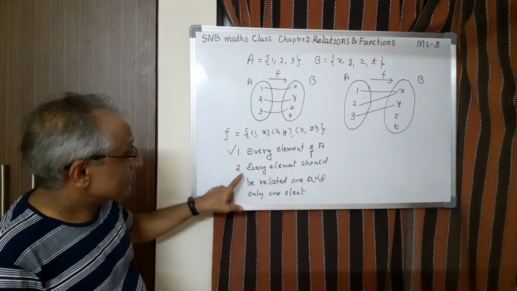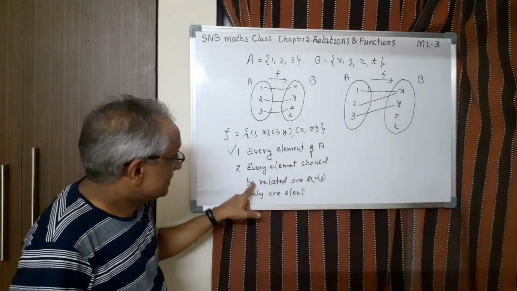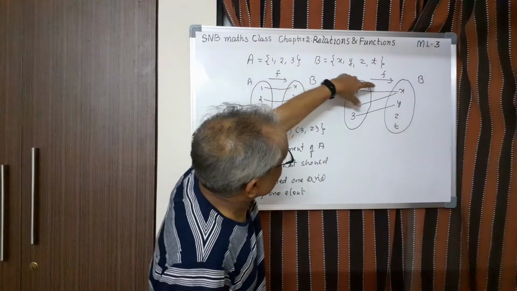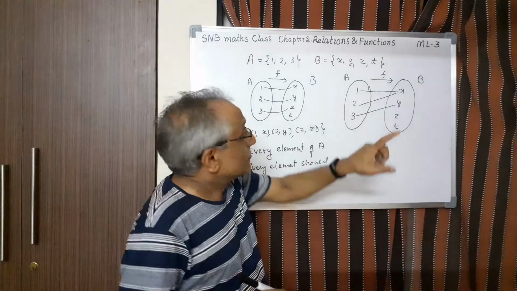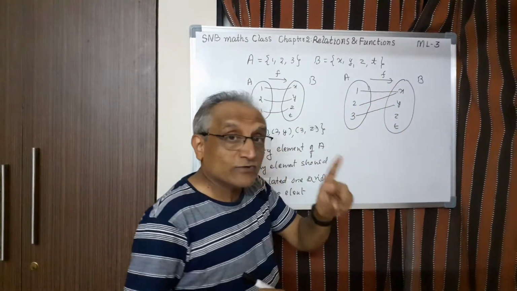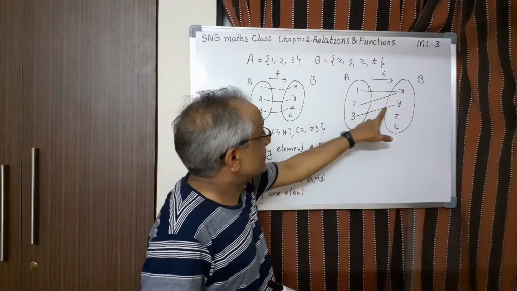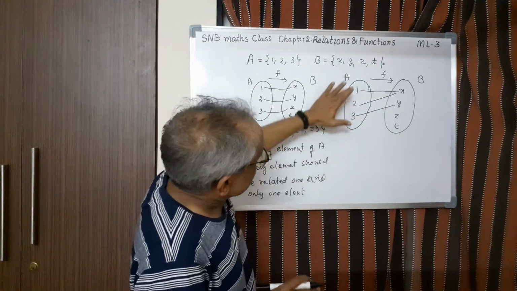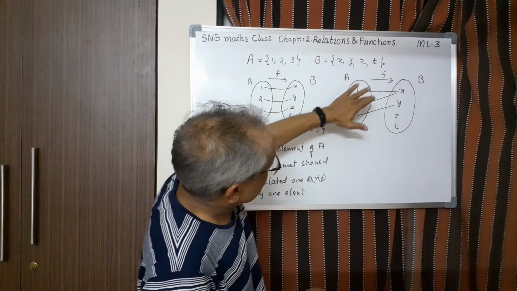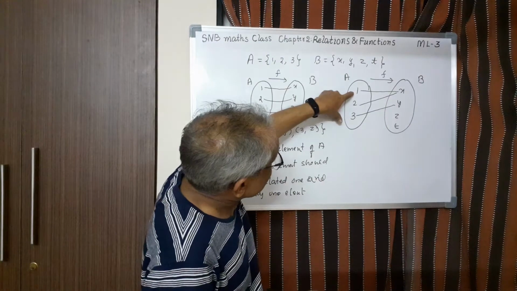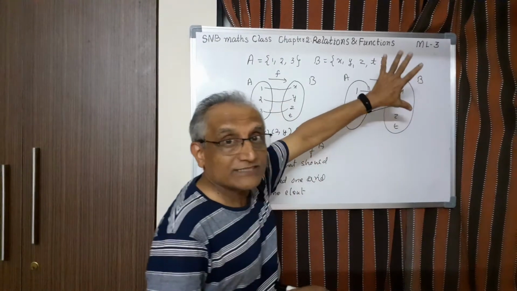Second condition says every element should be related to one and only one element. For example, 1 is going to X only. 2 is also going to X, that is different. But 2 is going to X only, one element it is going. 3 is going to Y only, therefore it is a function. So there is no restriction. Here any number of elements can go to the same element. That is not a restriction. But one element here should not go to 2. So that is the only condition.